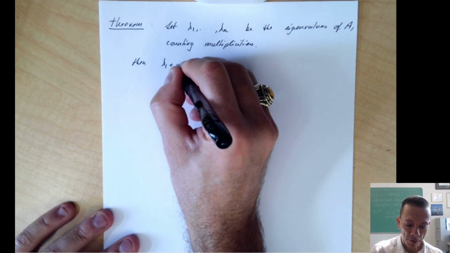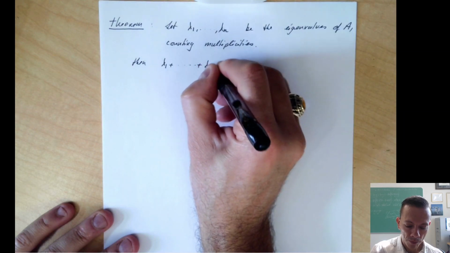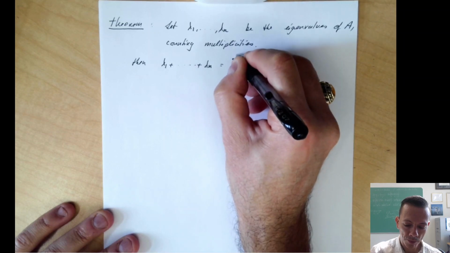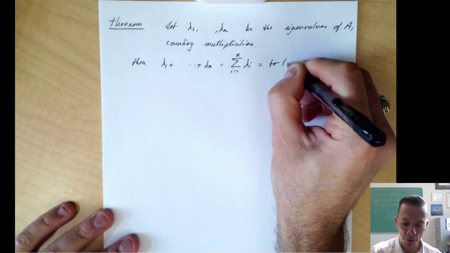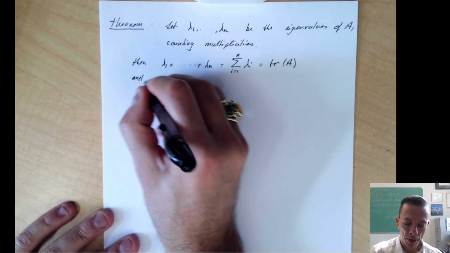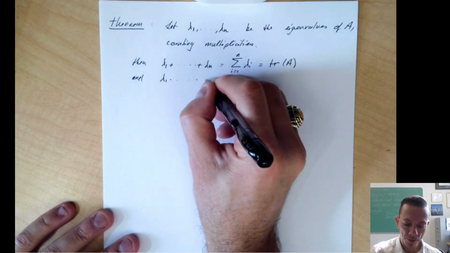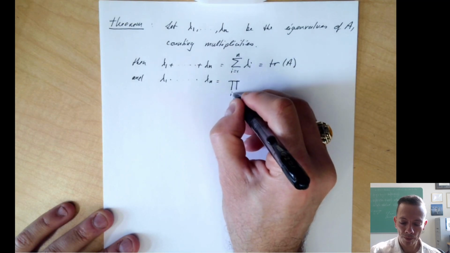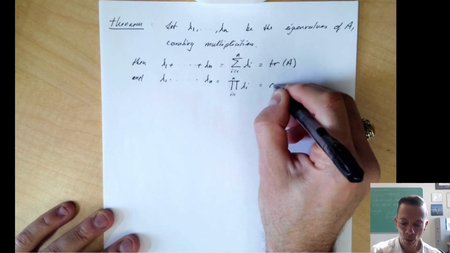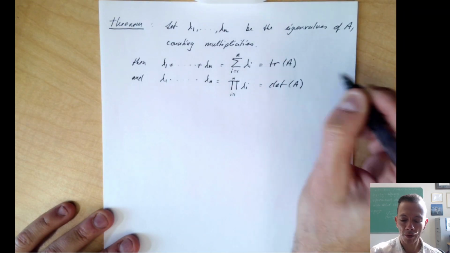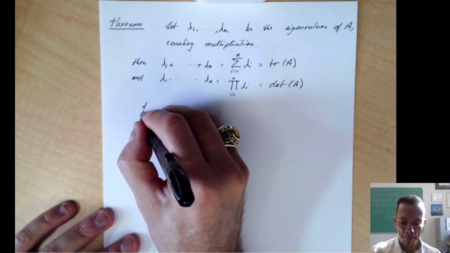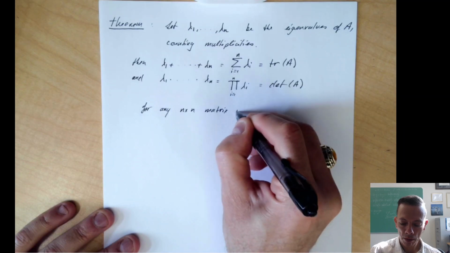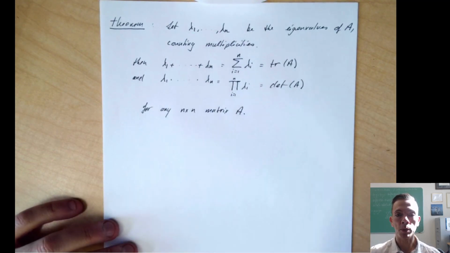Then the sum of these eigenvalues, which you can write as the sum of the lambda i's, is equal to the trace of the matrix. And the product of these eigenvalues, which you can write as the product with the capital operator pi, is equal to the determinant of the matrix. And this is valid for any n by n matrix A.